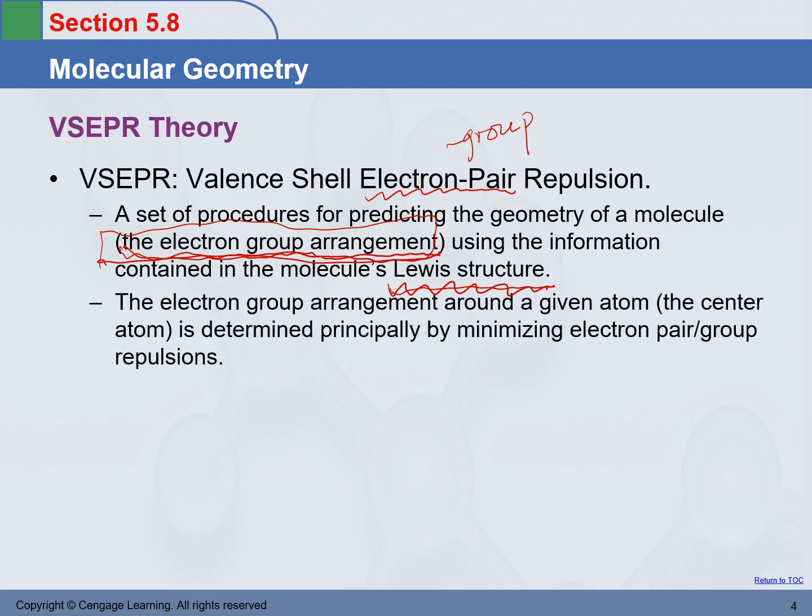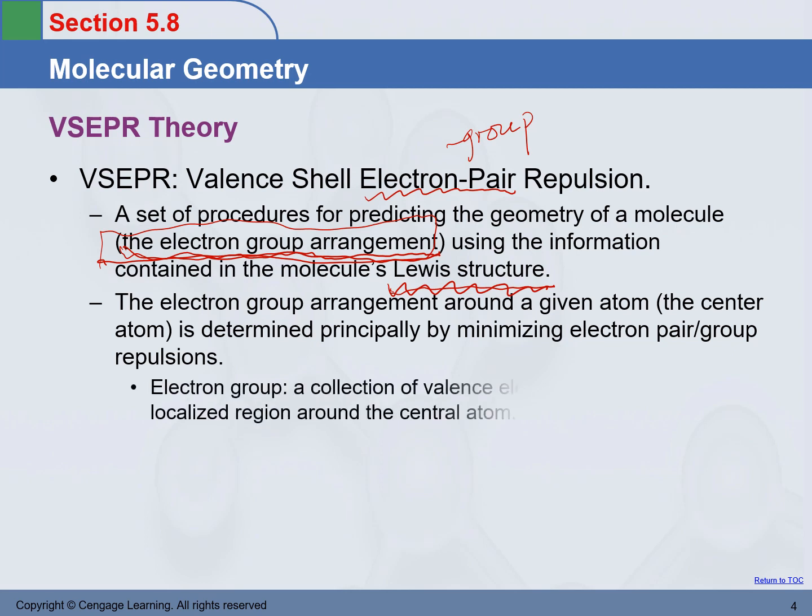The electron group arrangement around a given atom, we're talking about the center atom right now, is determined principally by minimizing electron pair or group repulsions. Yes, we went over all of this by talking about the little creatures. Now, we need to define what is an electron group. In the little creature's case, we say their hands. Here, we are saying electron groups. One electron group is a hand for the little creature.